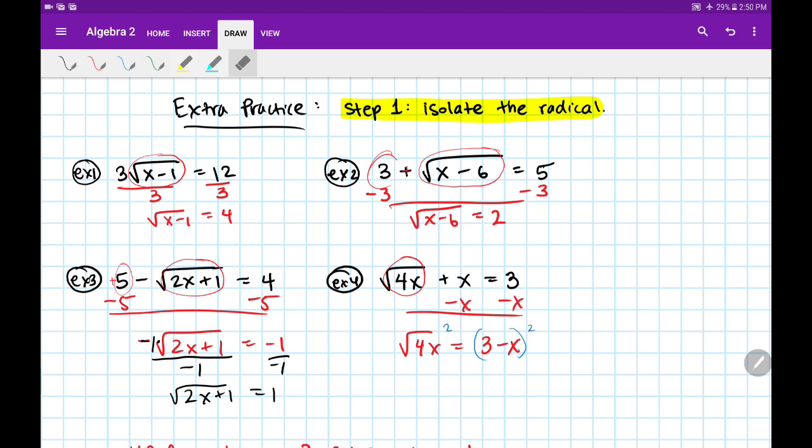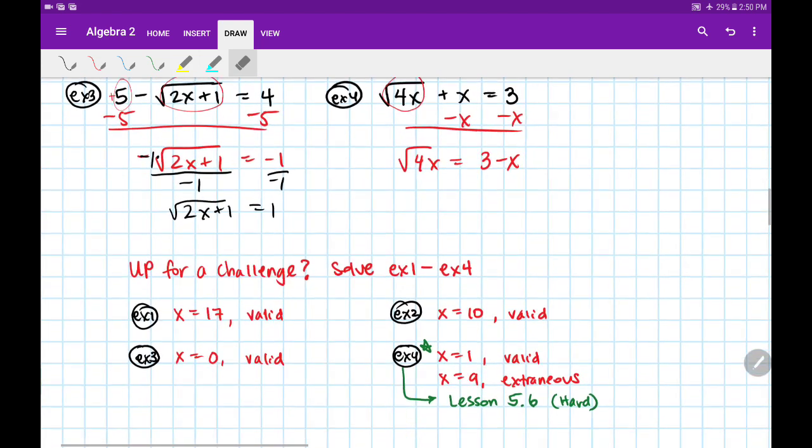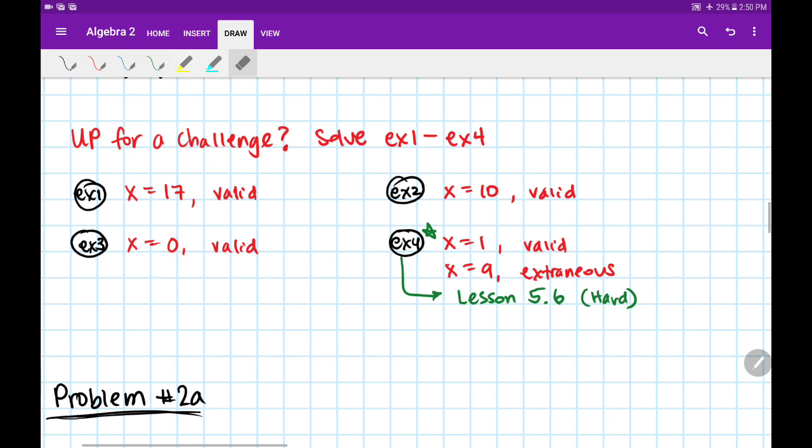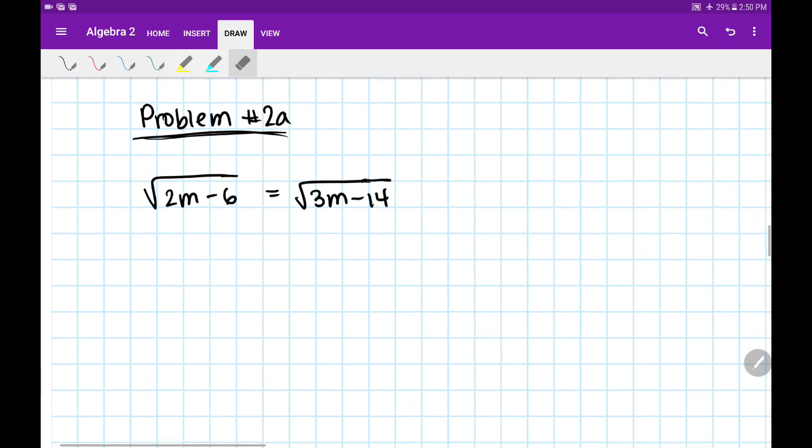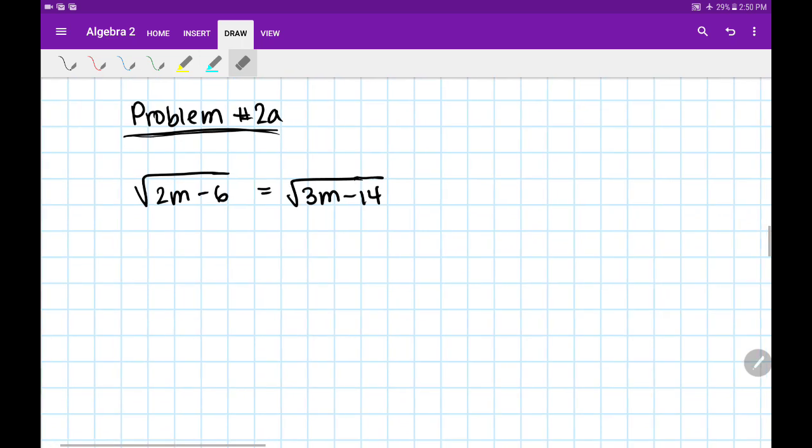All right, so if you are interested in testing yourself and seeing if you could actually solve these extra 4 examples, here are the solutions. So give it a shot. Example 4, by the way, is hard. It's from lesson 5.6. Okay, but now that we're okay with isolating our radical, let's look at problem number 2a.